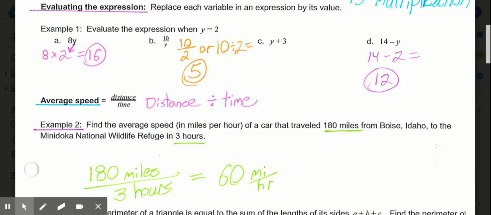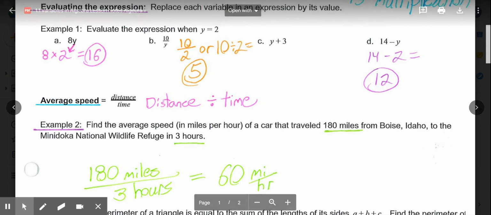So in example 2, they give us a word problem, which we can then change into that expression, distance divided by time. So in this word problem, it asks us to find the average speed in miles per hour of a car that traveled 180 miles from Boise, Idaho to the Mendocino National Wildlife Refuge in 3 hours. So we know our distance is 180 miles. We know our time was 3 hours.